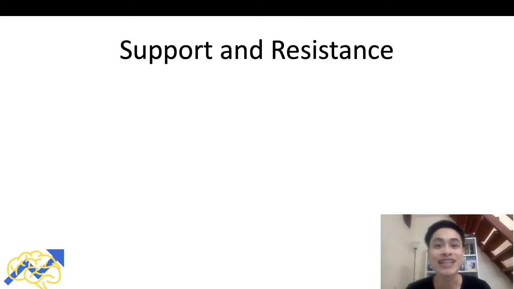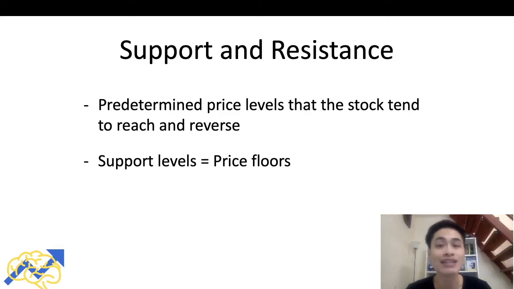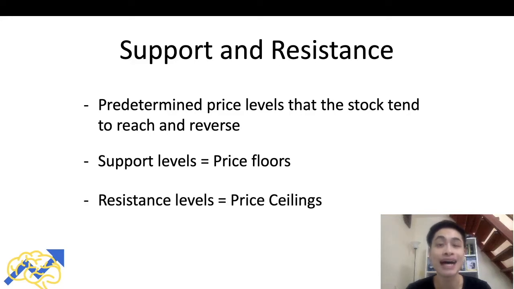Okay, I'm on my screen. Let's get started. So let's start with the definition of support and resistance. Support and resistance lines or levels are predetermined price levels that the stock tends to reach and reverse. Support levels act like a price floor, whereby prices are unlikely to go lower and past that point. And resistance levels are like a price ceiling, where prices are unlikely to go higher and past those levels. So that's the definition of support and resistance levels.